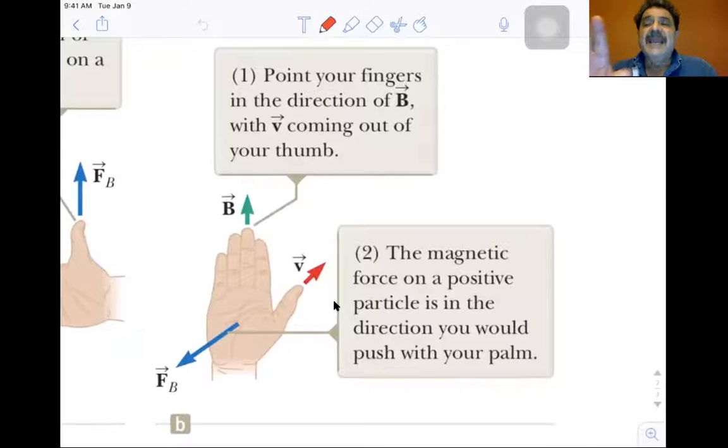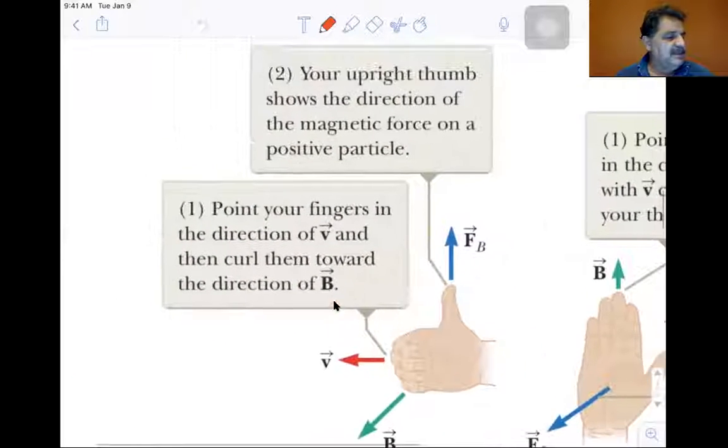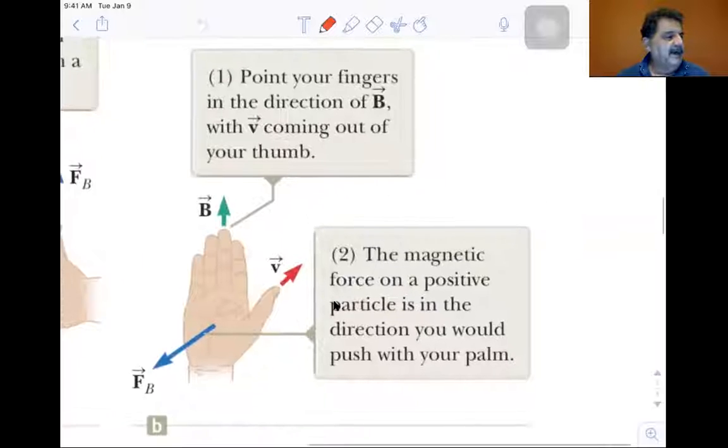Now, if it's a negative particle, I don't have a mnemonic for doing that, but just positive, palm, positive. If it's negative, the force is towards the back of your hand. I like this right-hand rule better. We'll do a few exercises in class to help you remember this right-hand rule. I like this right-hand rule much better than the other one, so just kind of ignore that one.